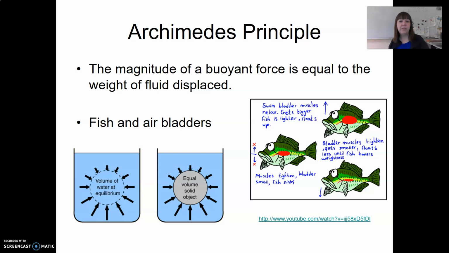Swim bladders in fish work by the same principle. The fish takes in water, which expands the size of the fish, and that lets the fish move up in the water. Whenever they want to go down in the water, then they expel that water out of their swim bladder and move down. So that is Archimedes' principle.